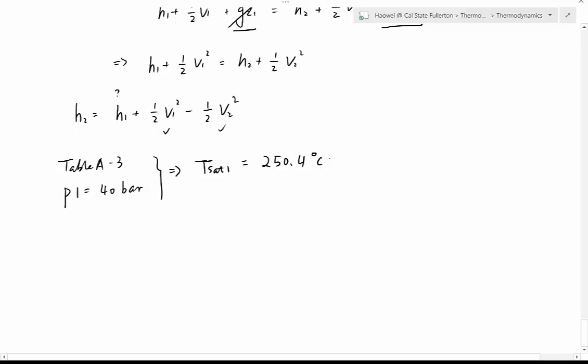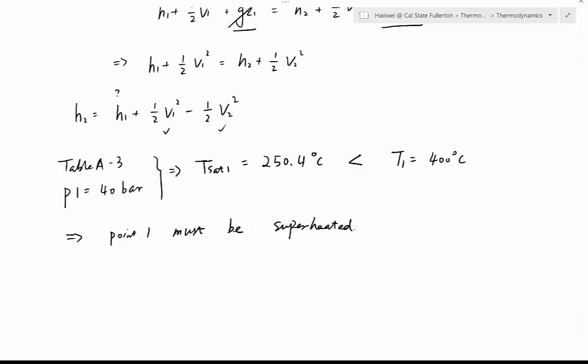Okay, and what is my actual temperature at number 1? My actual temperature at number 1 is 400 Celsius given by the problem. And now you can see your actual temperature is even higher than the saturated temperature. So our conclusion is point 1 must be superheated. Okay, so now we know the phase of number 1 is superheated.